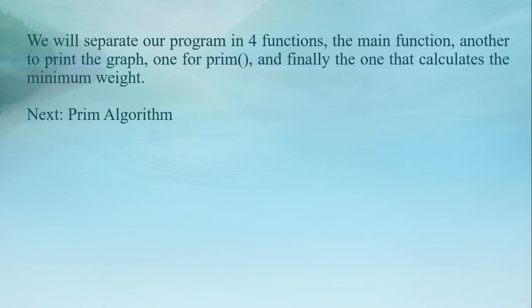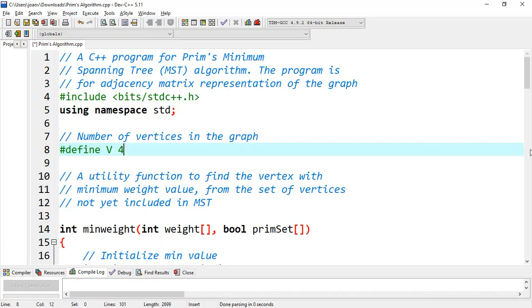We will separate our program into four functions: the main function, another to print the graph, one for Prim, and finally the one that calculates the minimum weight. Actually it's not quite this way, but we'll see better in the algorithm. So let's go to the code.